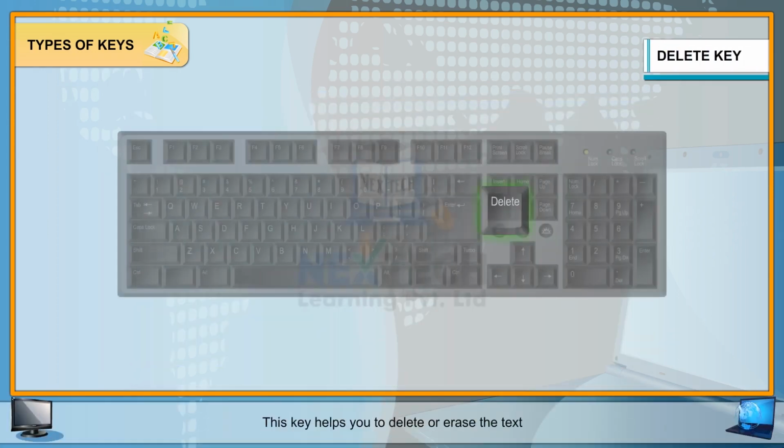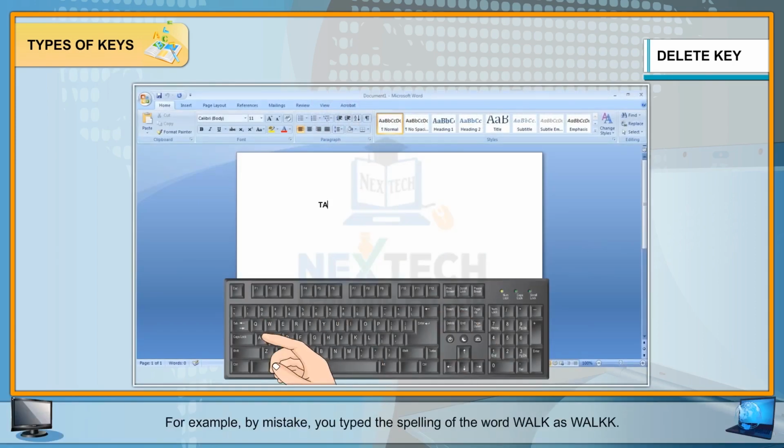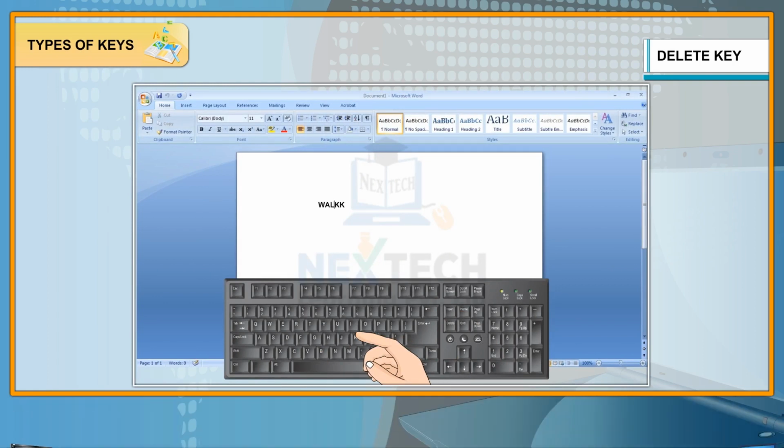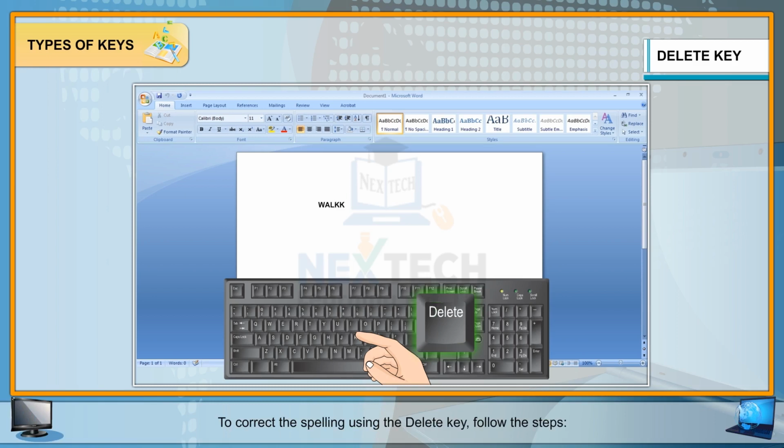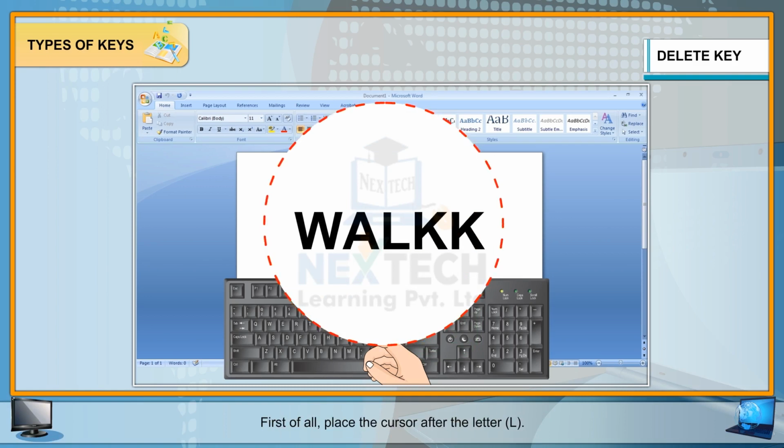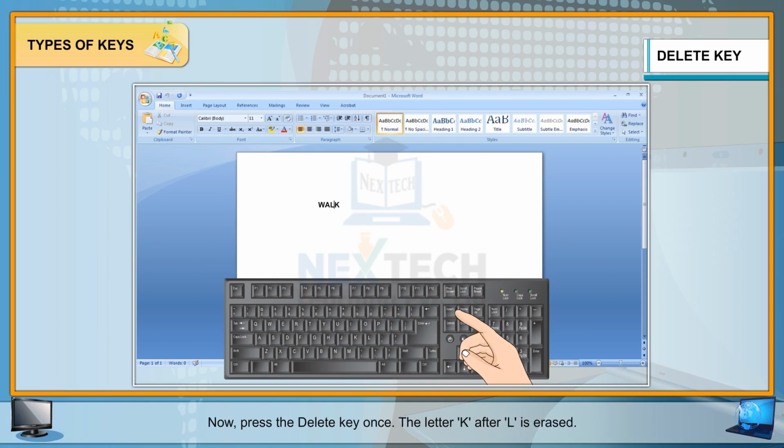Delete key. This key helps you to delete or erase the text typed right to the cursor, one letter at a time. For example, by mistake you typed the spelling of the word walk as W-A-L-K-K. To correct the spelling using the delete key, follow the steps. First of all, place the cursor after the letter L. Now, press the delete key once. The letter K after L is erased.